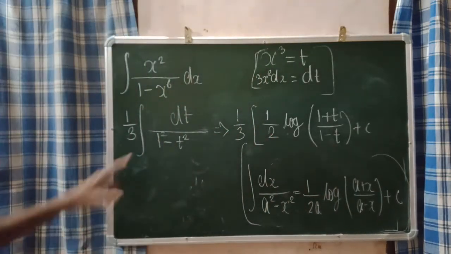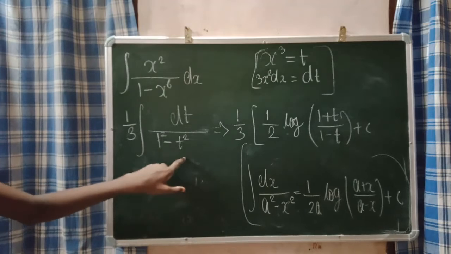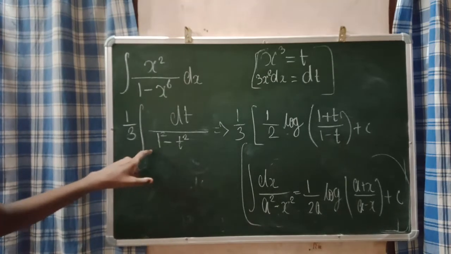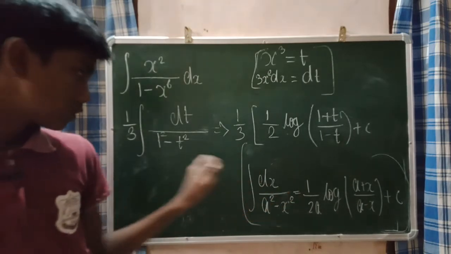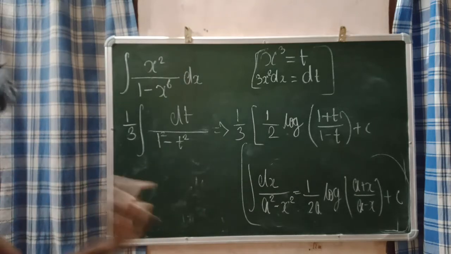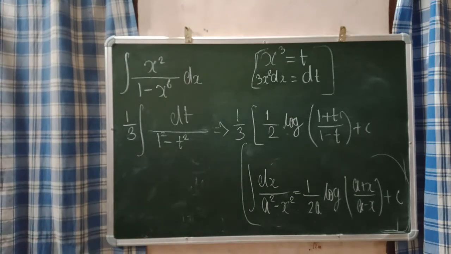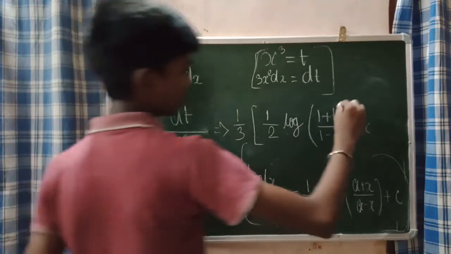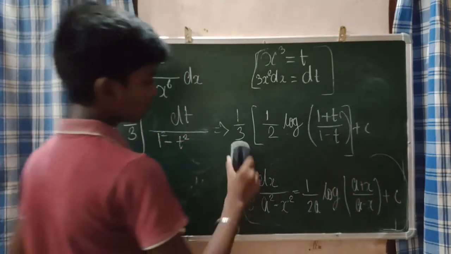Because here your a is 1 and your x is t. So a plus x will be 1 plus t and a minus x will be 1 minus t, because a is 1 and x is t respectively. Okay. So now what value of t did we take, guys?